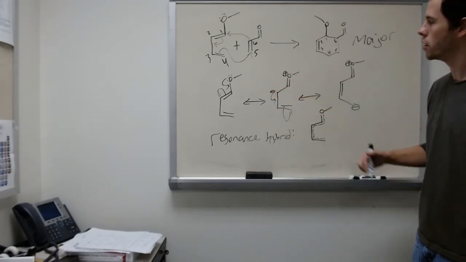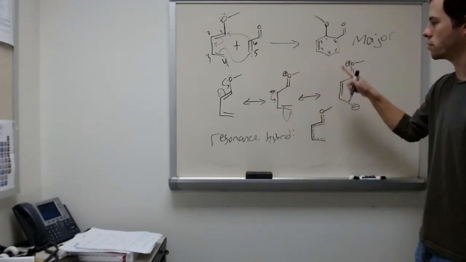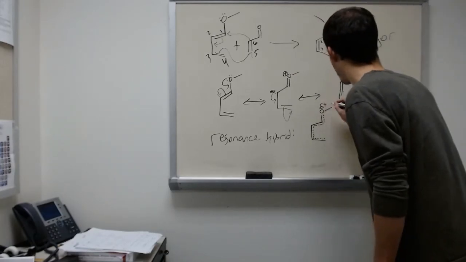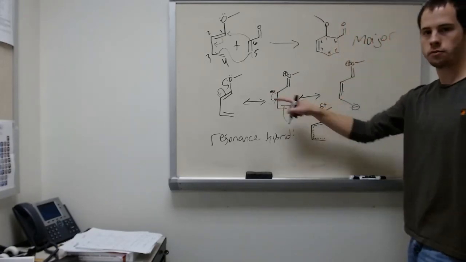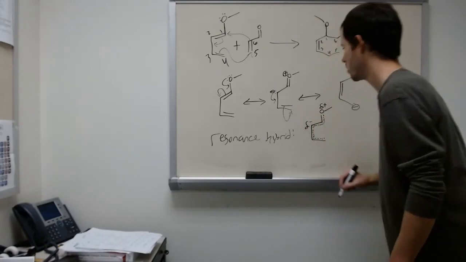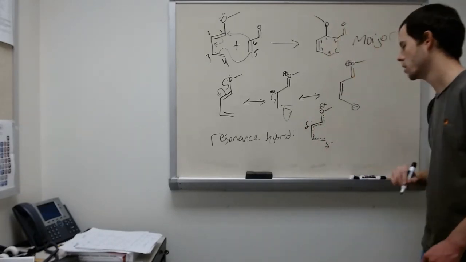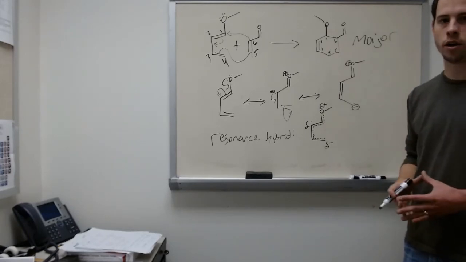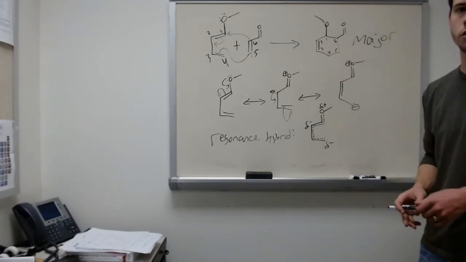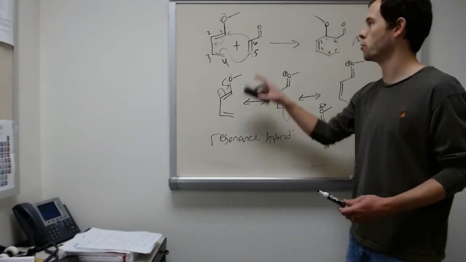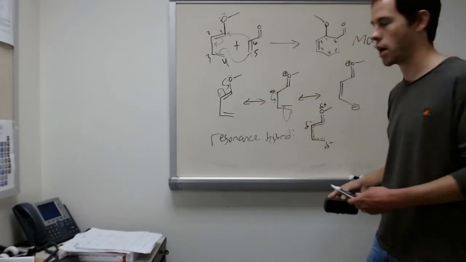So we see the oxygen gets this positive charge. This carbon has a negative charge. And then this carbon has a negative charge. And so this would be our resonance hybrid. And so we'll come back to this resonance hybrid in just a second. But let's go through the resonance structures of the dienophile.